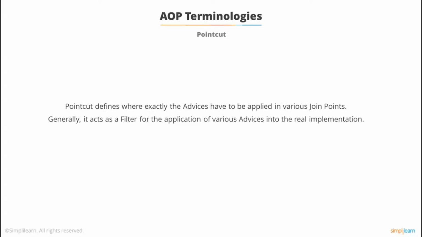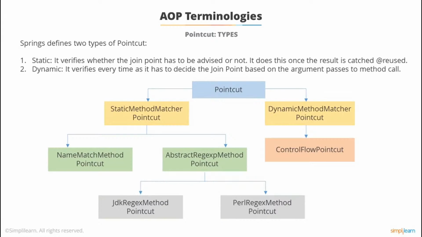Pointcut defines where exactly the advice has to be applied in various join points. Generally, it acts as a filter for the application of various advices into the real implementation. Spring defines two types of pointcut: static, where it verifies whether the join point has to be advised or not. It does this once, and the result is cached and reused. And dynamic, where it verifies every time, as it has to decide the join point based on the arguments passed to the method call. So you see the pointcut and the dynamic method matcher pointcut, and finally the control flow pointcut. So this is the structure and types that exist in terms of static and dynamic pointcut.